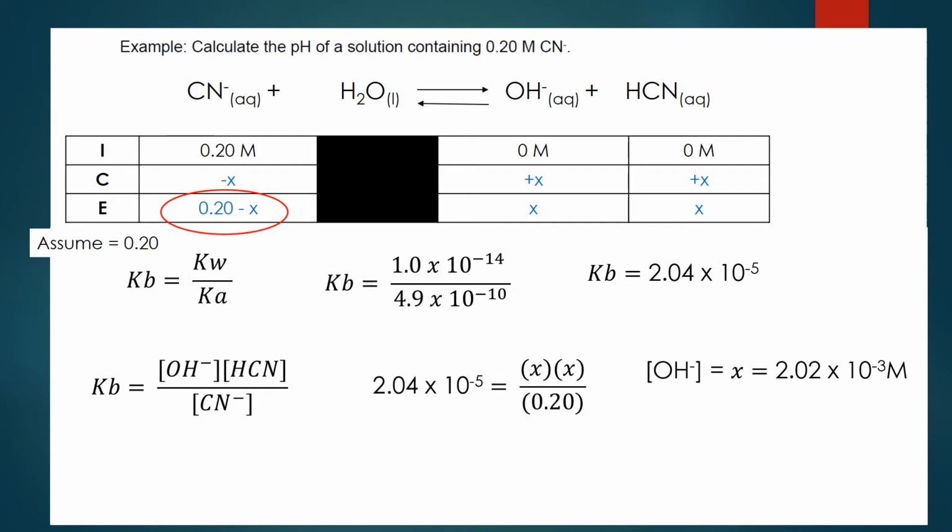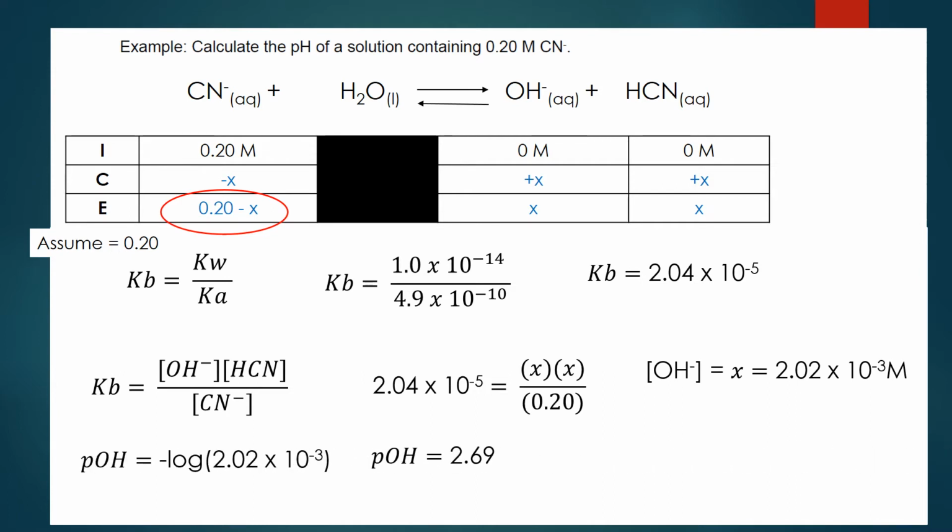Now we can take that Kb value and use it for our equilibrium expression. So we're going to take our products divided by the reactants. We're leaving out the water. We substitute that Kb value in, substitute in our x's, and then we can solve for x, which is the concentration of hydroxide. When I rearrange that formula, multiply both sides by the 0.20, then divide by x, and then square root, I get 2.02 times 10 to the negative 3 moles per liter.